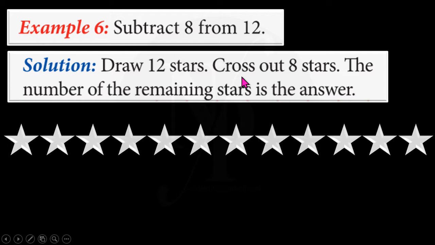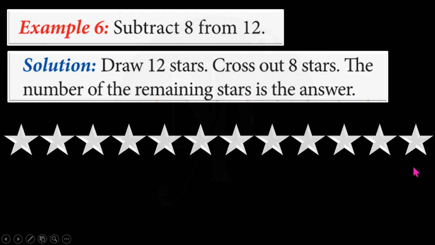Now let us cross out 8 stars because we are asked to subtract 8 from 12. Subtracting 8 from 12 means 8 objects should be taken away and we should count the remaining number after crossing out 8 or taking out 8 from 12. So we are making use of the picture of stars. We have drawn 12 stars here. Now let us cross out 8 stars.